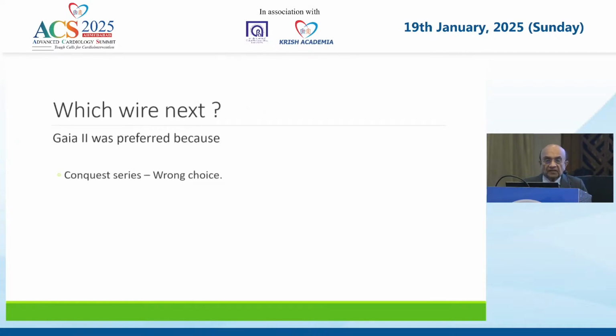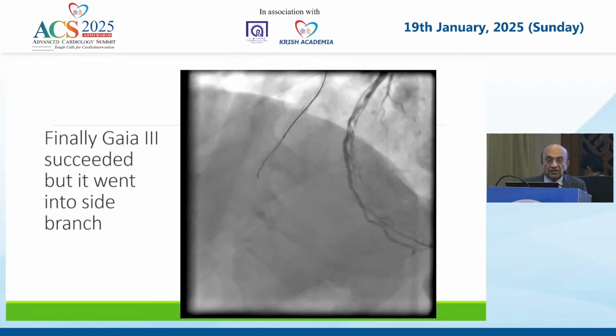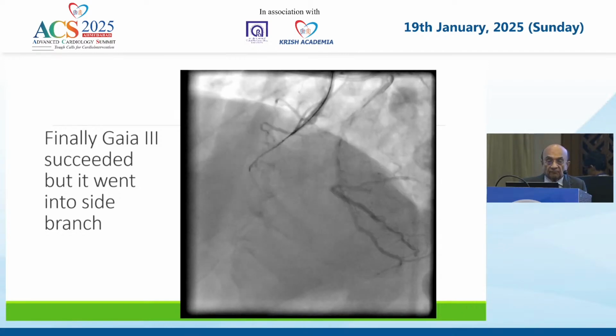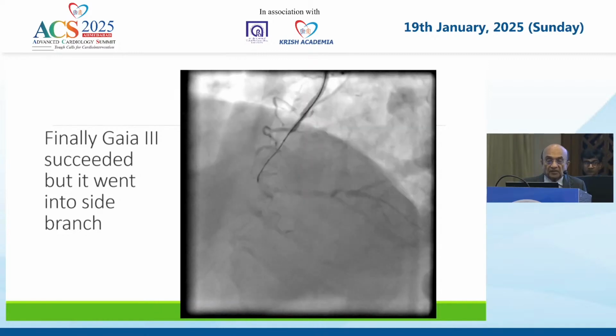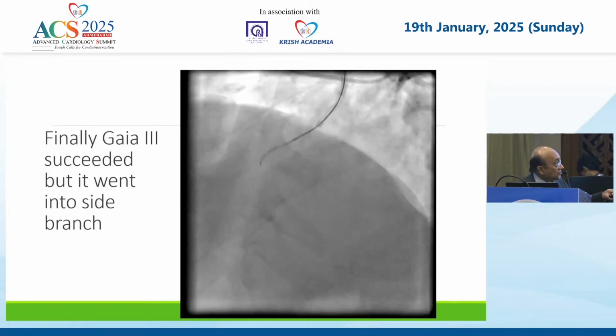So I started to think about using a Gaia 2 wire and not the Conquest series, because Conquest series wires are not easily torqueable and are meant for a straighter segment. Anywhere there is a curvature, they will easily create a perforation or dissection, and therefore Conquest Pro is meant for a specific purpose. So finally, the Gaia 3 wire entered, but when we checked by the contralateral injection, it is trying to enter the side branch.